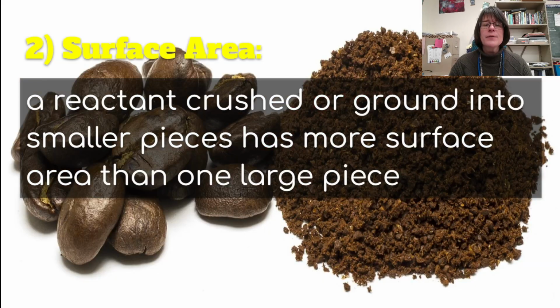Also, surface area. A reactant crushed or ground into smaller pieces has more surface area than one large piece. So with the surface area, you're increasing that. You're also increasing the collisions.